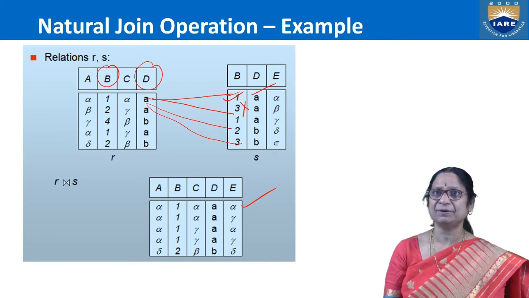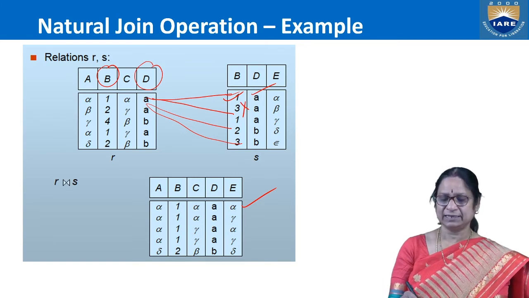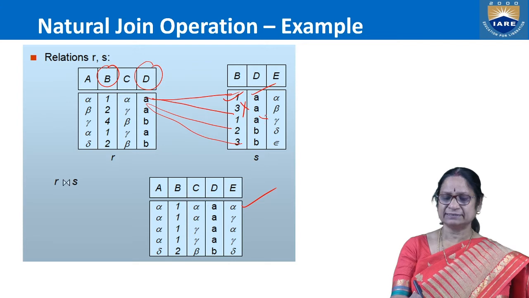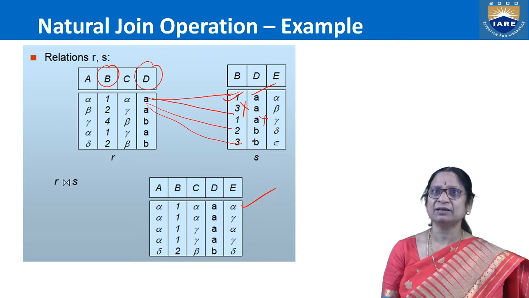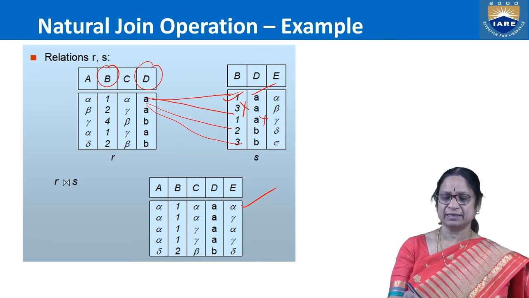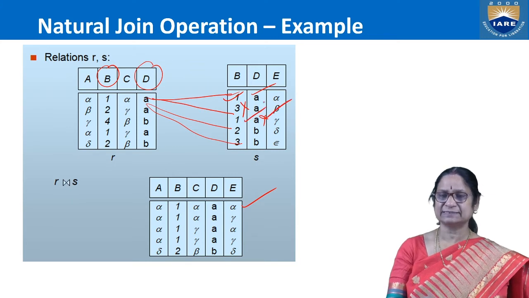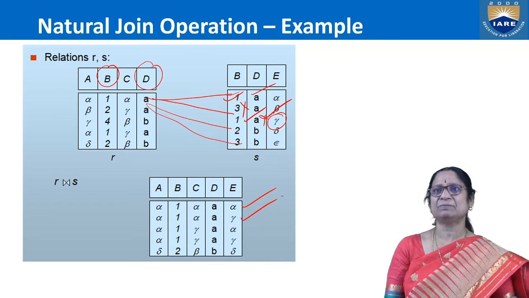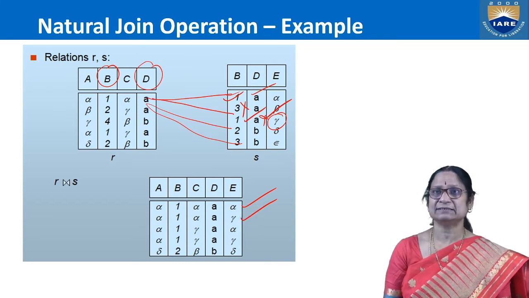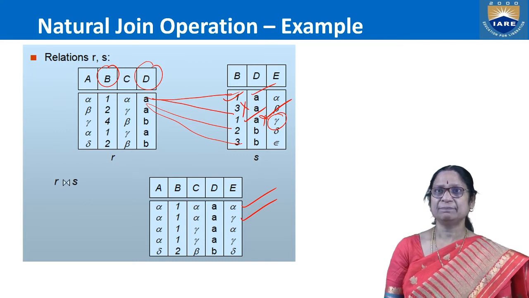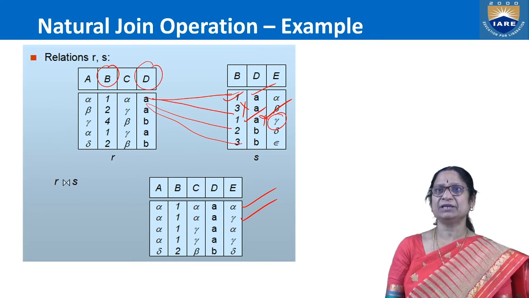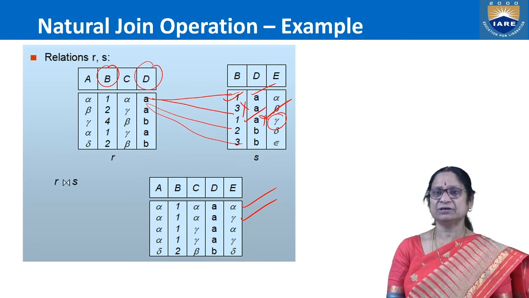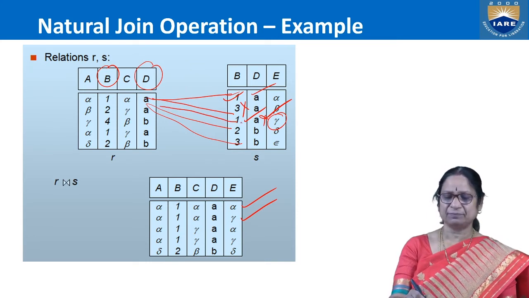Then the first tuple with the third tuple. 1, alpha, I have to check. 1 is there, and in the third tuple A is also there. So 1 and A are there, and then you can connect them. That is gamma for us. So the second tuple is constituted as a mapping of the first tuple with the third tuple of the second relation. Then the mapping of the first tuple with the fourth tuple, and then the fifth. Totally 5 tuples are there.